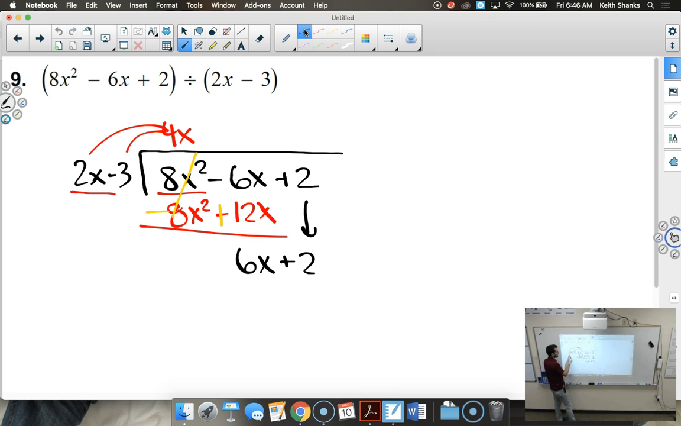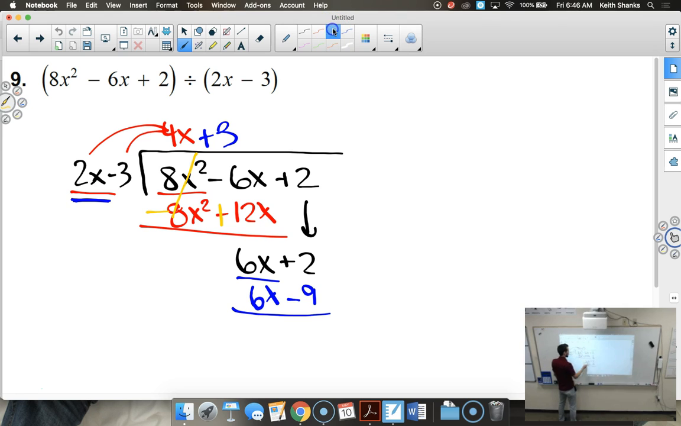All right, and to get 6x, I would multiply by, again, I'm going to ask, what do I multiply 2x by to get 6x? I'm going to multiply by 3. Multiply that out, I get 6x minus 9. Add a line, change the sign. These cancel out. I have a value of 11 left over, a remainder.